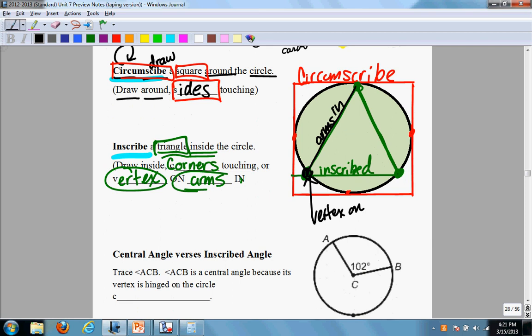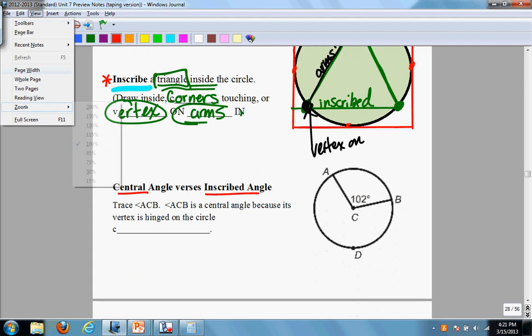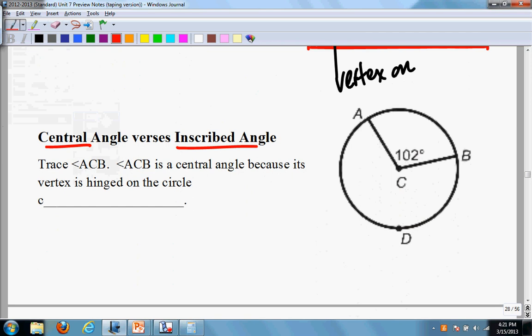Okay. Now we're going to come back to that word inscribe. Put a little star by that word inscribe. We're going to be coming back to that. Now we're going to talk about a central angle versus an inscribed angle. There's a difference here. Let me get this real close for you. I'd like you to trace angle ACB. Trace with me. A, C, B. A, go to C, go to B, and sweep.